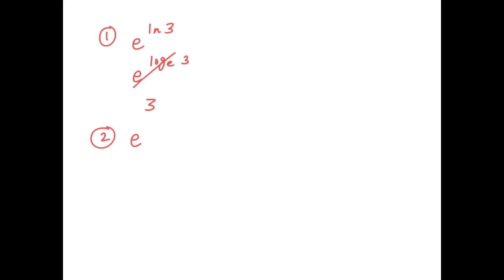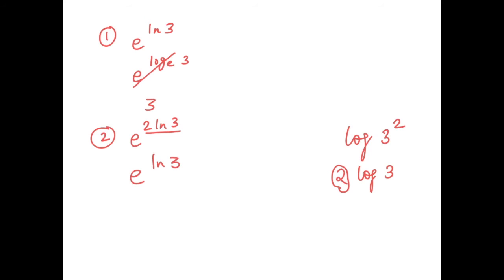e to the power 2 ln 3. Now here, this 2 before ln means, as in log, 2 log 3 can be written with the 2 as a power. So here, this 2 will go as a power of 3. So we can represent it like this, and e and ln will be cancelled and our answer would be 3 squared. That's 9.